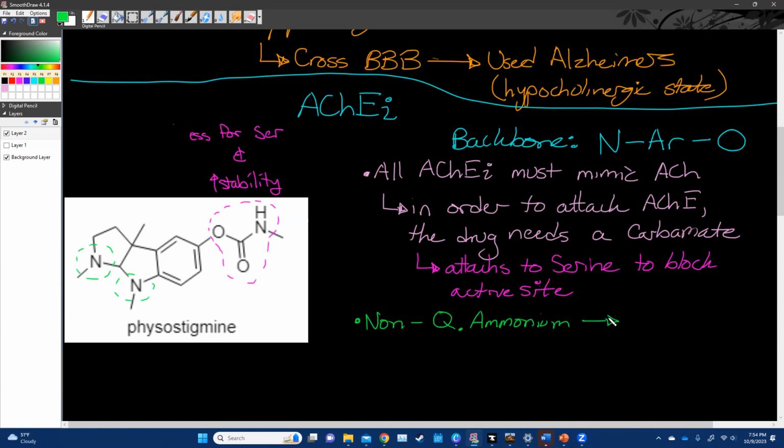So can these drugs enter the circulation? Can they go into the blood? Can they get absorbed? Yeah, they can, right? So remember, these are not N plus, so these can get absorbed.